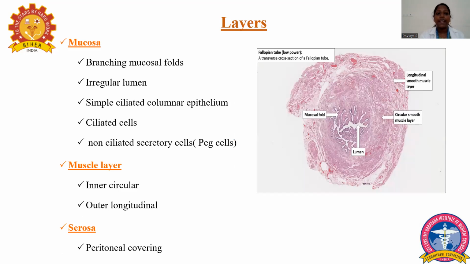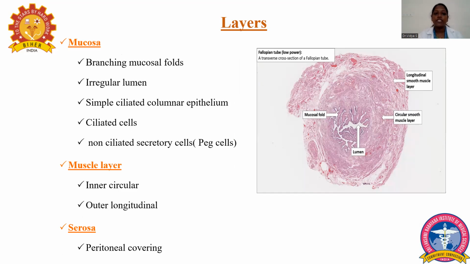Next, we move on to the layers of the fallopian tube. It consists of a mucosal layer, muscle, and the serosal layer. The first one, the mucosa, consists of branching numerous mucosal folds, and the lumen is irregular in shape. It consists of a simple ciliated columnar epithelium, and it also has cilia.